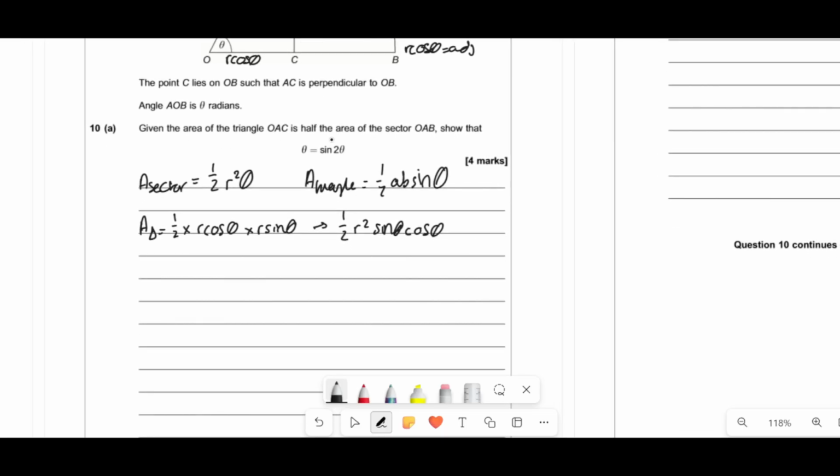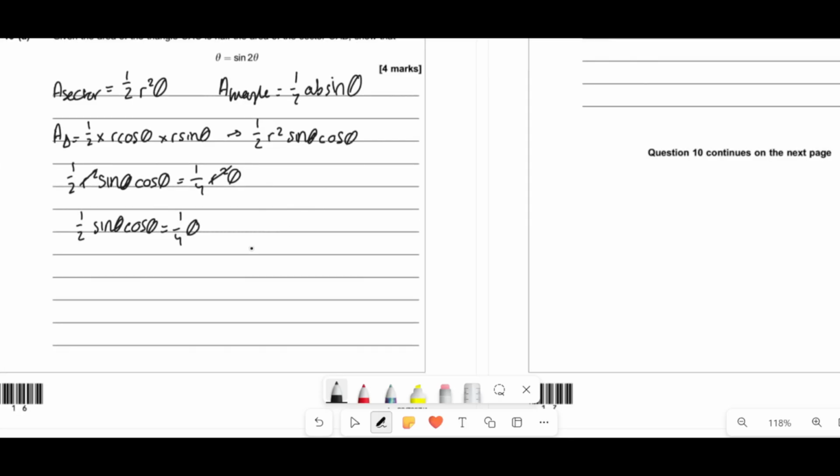They've told us in the question that the area of the triangle is half that of the sector, so that means that a half r squared sine theta cos theta equals a half times this. It's going to be a quarter r squared theta. Then we can cancel these out, and we're left with a half sine theta cos theta equals a quarter theta. If I times everything by 4, I'll get 2 sine theta cos theta equals theta. You should be able to recognize now that that is sine 2a. So sine 2 theta must equal theta from that alone.